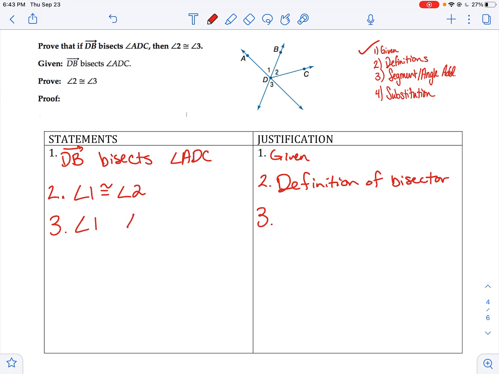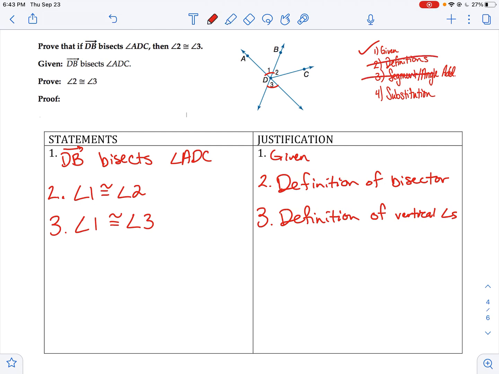I see angle 1 and angle 3 are vertical. So if these are vertical, what do I know about those angles? If they're vertical, they must be congruent. Okay, let's check back. Did our definitions, there's no segment angle addition postulate. I'm at the substitution step, but I don't know what to substitute. So let me look back at my prove line.